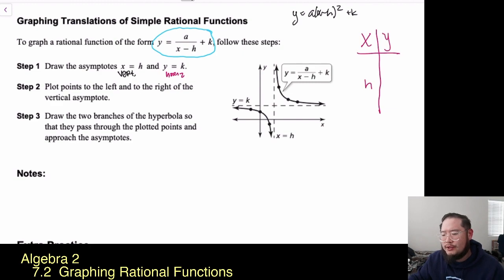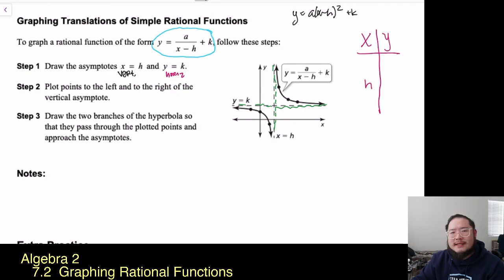So they pass through the plotted points and approach the asymptotes. So you do want to make sure, though, you use dotted lines to show your asymptotes. Okay, not a solid line, but your dotted line. And then you go ahead and plot your points. All right, whether you have 4 points, 5 points, 6 points, you should have at least a minimum of 4. At least then you can get your basic idea of how your hyperbola will look.